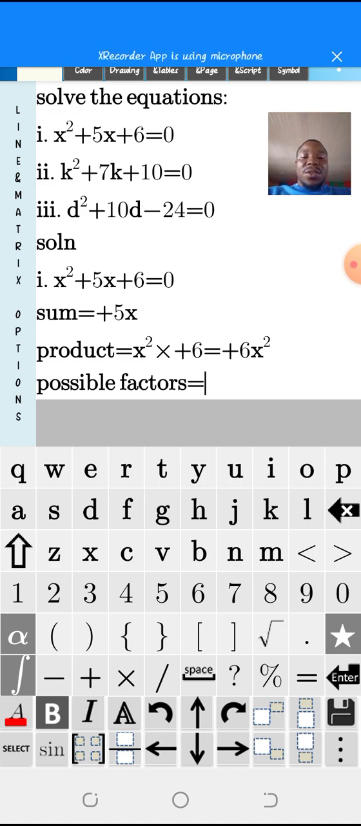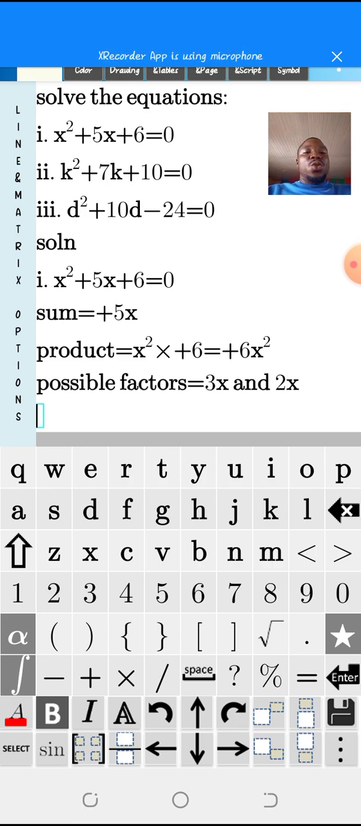Therefore, possible factors equal 3x and 2x, okay? So what we do next is replace the sum, which is the middle term, plus 5x, with those 2 possible factors, okay? Doing that from our original equation, that becomes x raised to the power of 2 instead of plus 5x now.